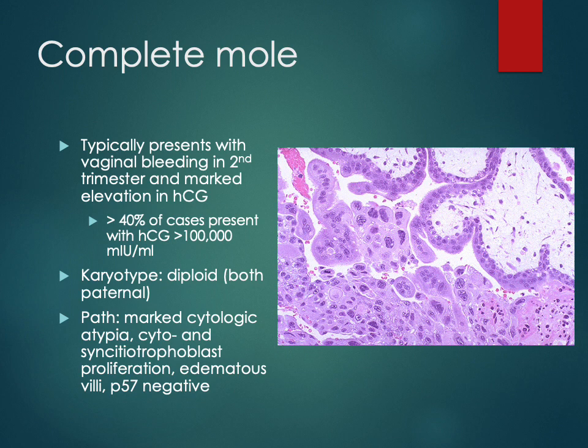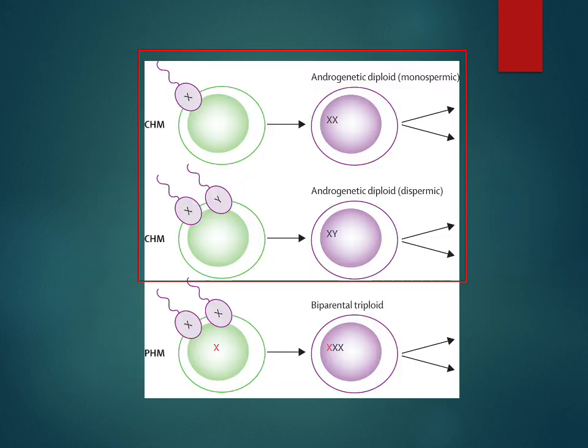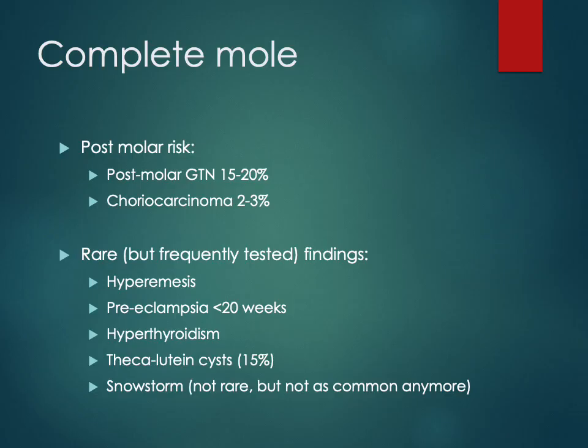Both are usually paternal. And then the path shows marked cytologic atypia. And then you have the cyto and syncytial trophoblast proliferations, edematous villi. And then these are P57 negative, and I'll talk about why that is. Your risk of postmolar GTN is about 15 to 20% after a complete mole, and the risk of choriocarcinoma is about 2 to 3%.